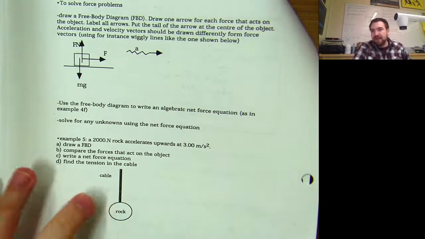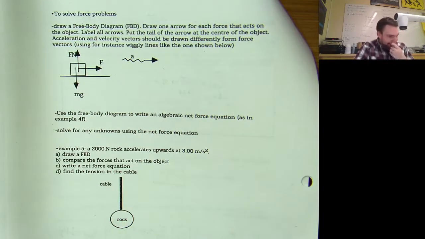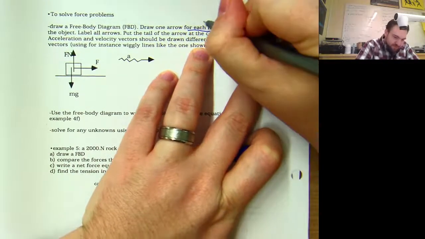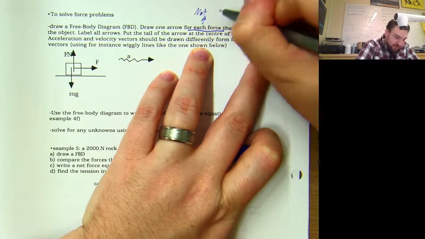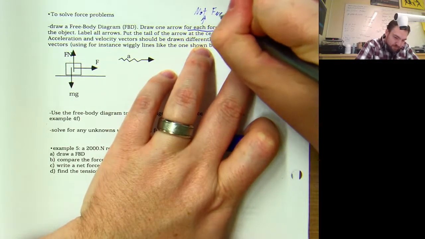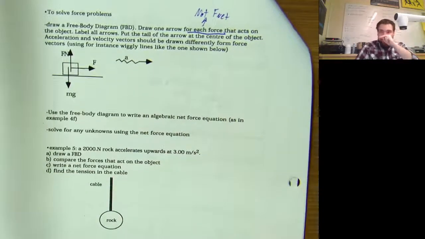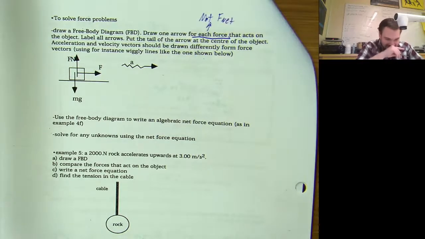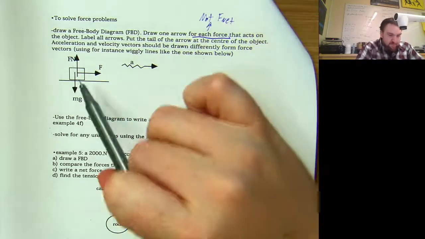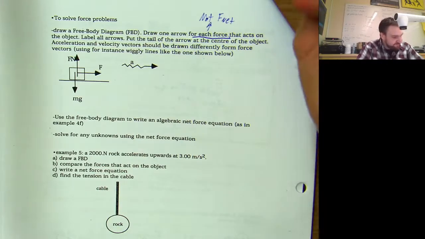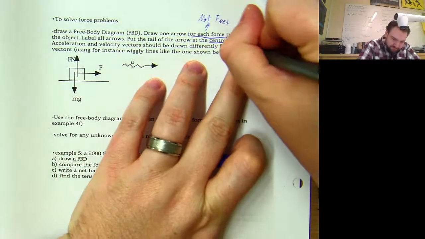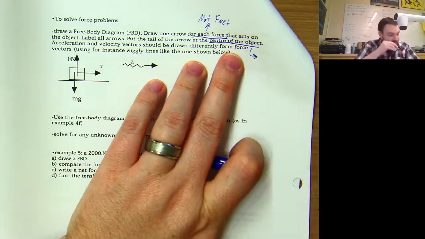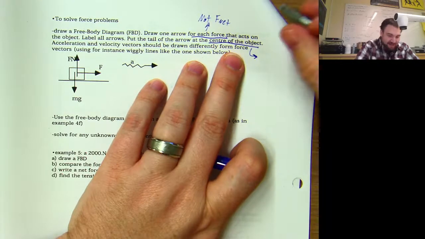The free body diagram labels all of your forces. Draw one arrow for each force, not F net. We do not include F net on a free body diagram that acts on the object. We want to label all your arrows. What are the forces? We want to put a tail on the arrow at the center of the object. We measure everything from the center of mass. So we shouldn't say at the center of the object, because the center of mass is not always going to be at the center of the object.